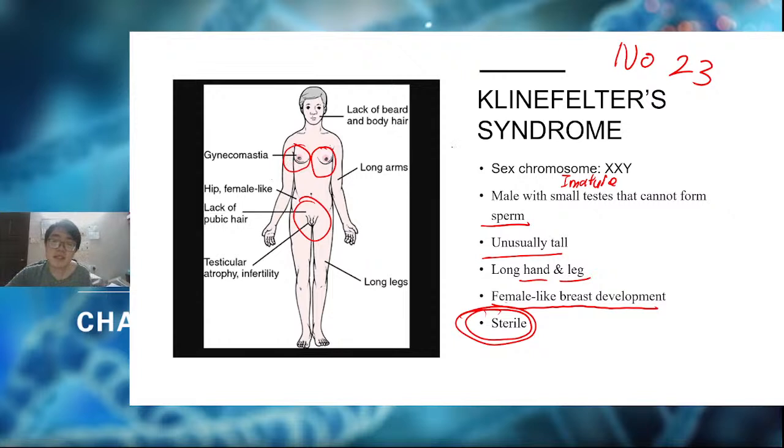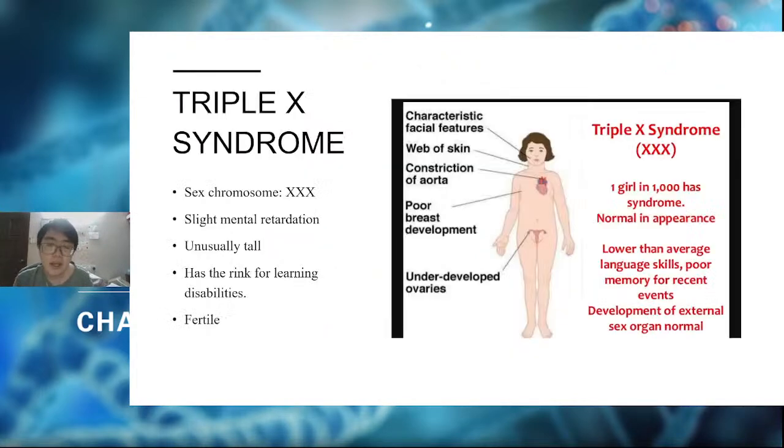So orang yang ada a patient macam ni, actually it can survive as normal. The lifespan is macam normal person lah. Just that it is sterile only. Dia tak ada anak lah. Memang dia tak ada anak. Tapi the lifespan is sama sahaja dengan orang biasa. And then is about triple X syndrome.